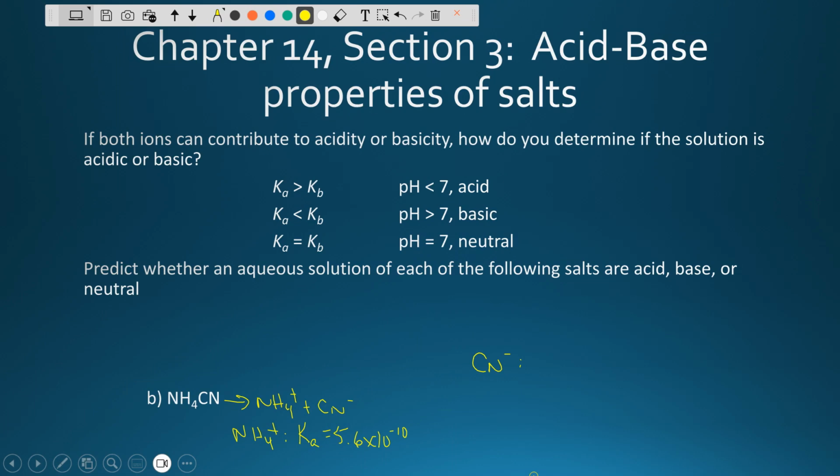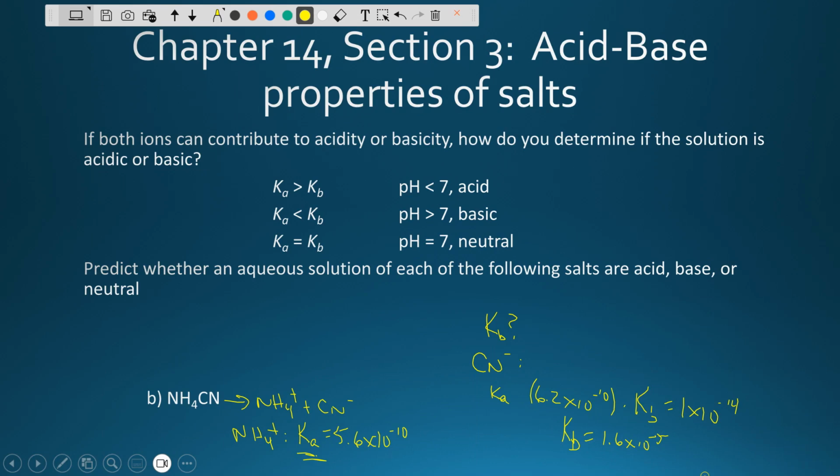Unfortunately, I can't just look that one up. I do know my Ka value of cyanide. My Ka value ended up being 6.2 times 10 to the negative 10. Okay, but I want to know my Kb, the Kb of my cyanide. Well, remember, if I'm given one of those things, the product of those two, when I multiply them, will total 1 times 10 to the negative 14. So my Kb value, if I just divide both sides by the 6.2, ends up being 1.6 times 10 to the negative 5.